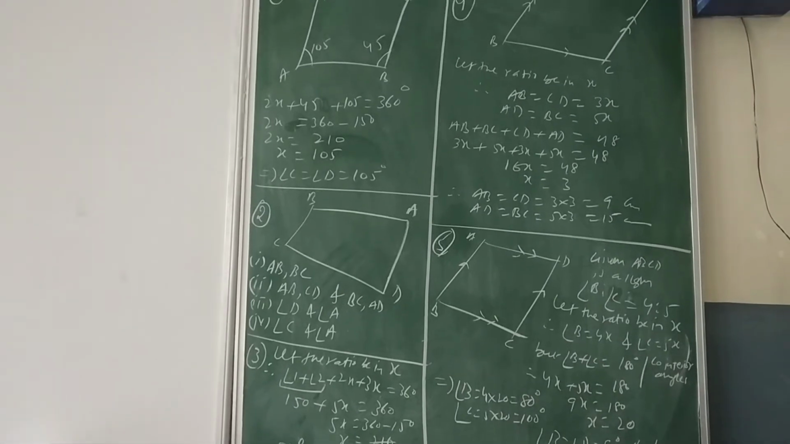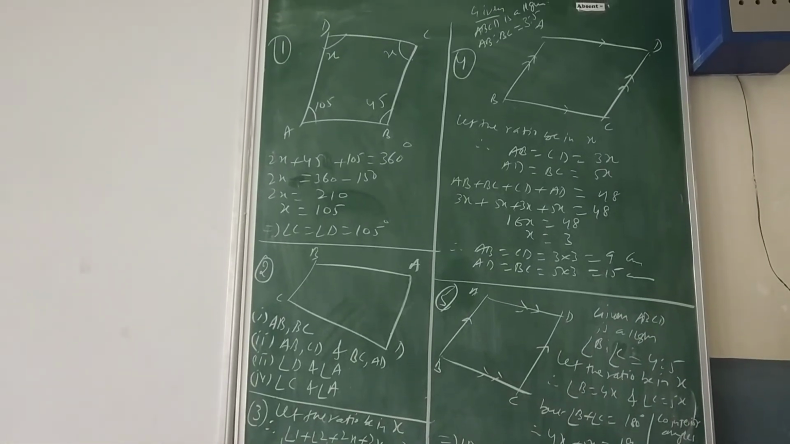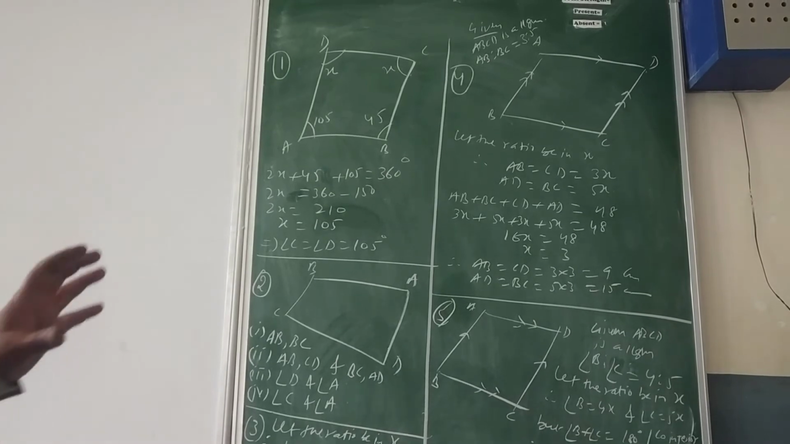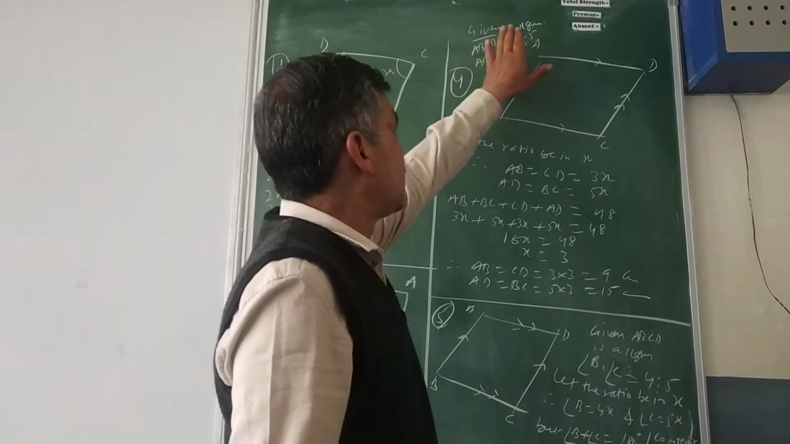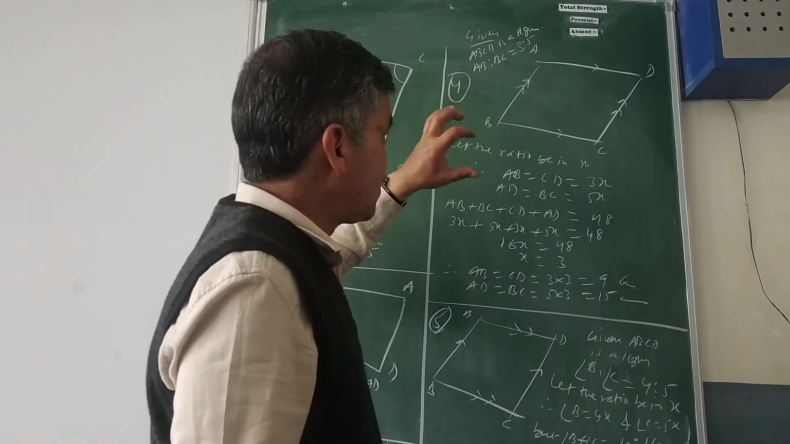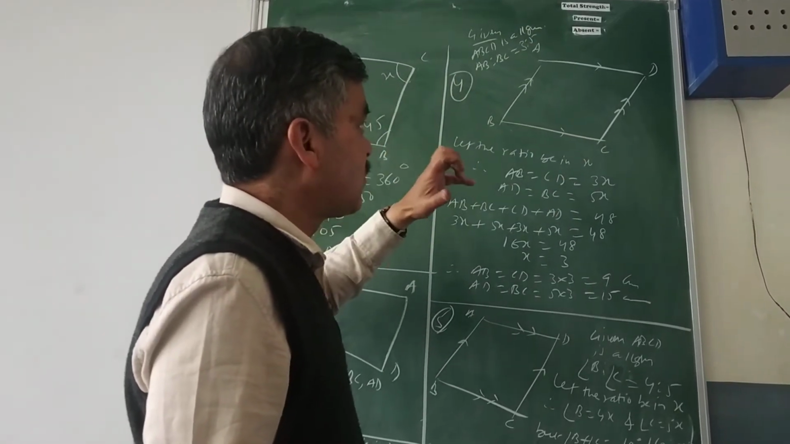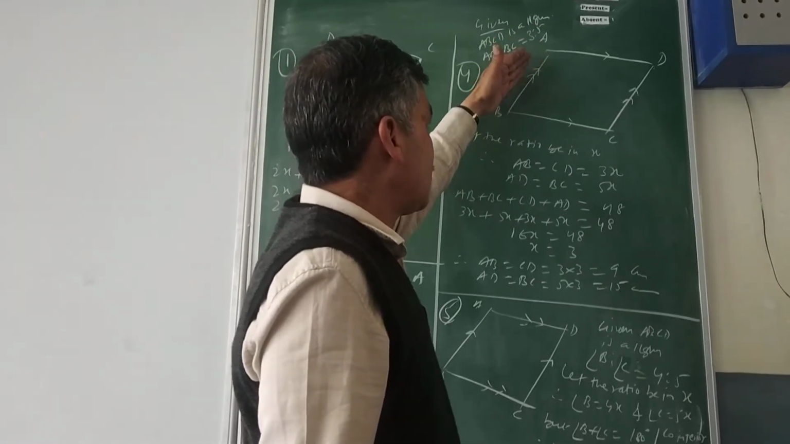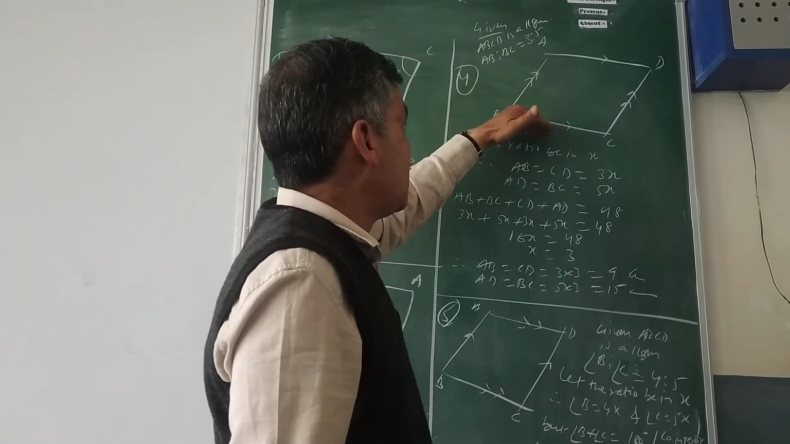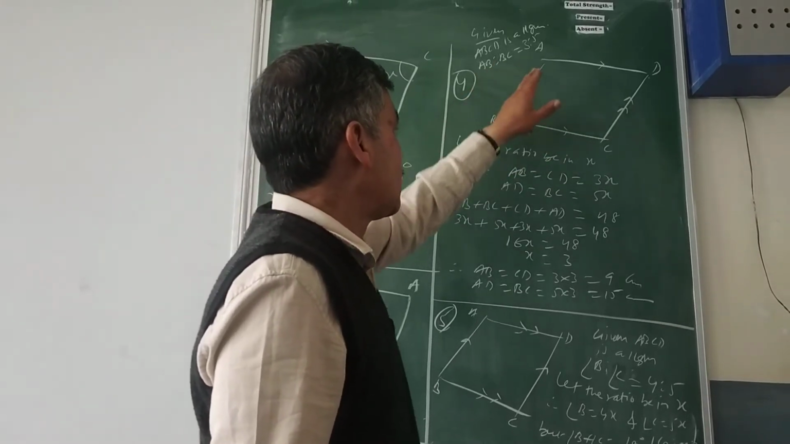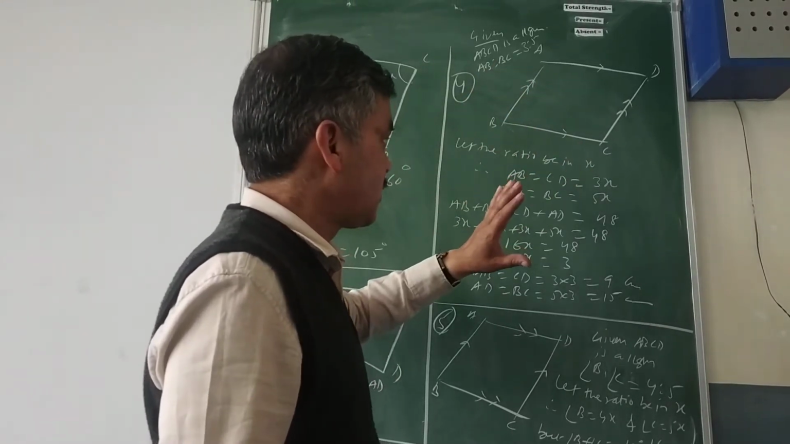Then question number 4. In question number 4 you are given a parallelogram. So please write the information very clearly in the beginning of your answer: that ABCD is a parallelogram in which the ratio of the sides is given as 3:5. So one pair you can take as adjacent sides AB and BC. The ratio is 3:5, so let the ratio be in x. In the very first step you mention it.